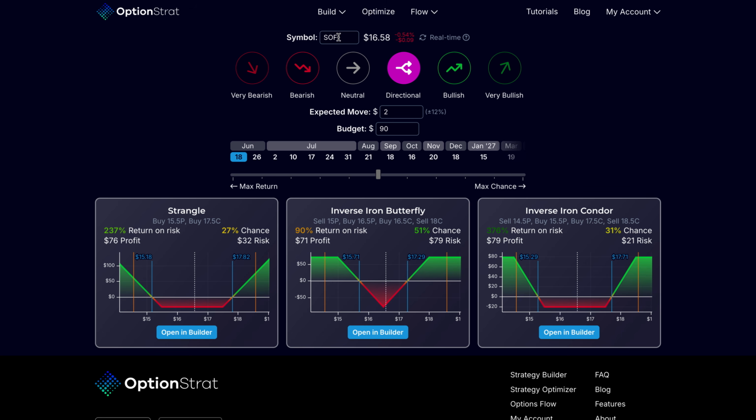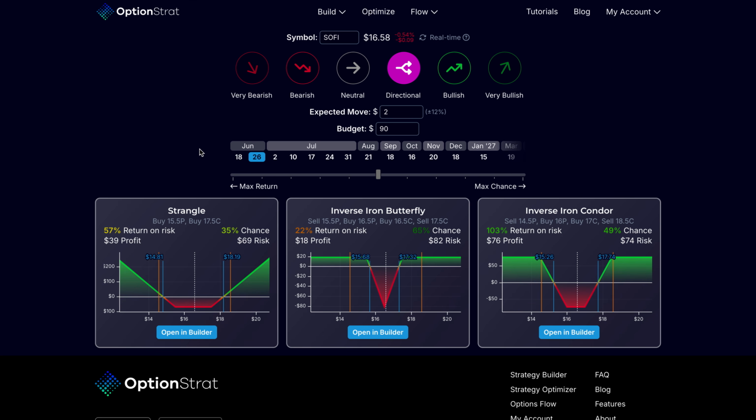So far we selected the stock we want to trade, we selected what our sentiment was, we entered what move we think the stock will make, and we also entered our budget. Next, we have our expiration date. This is very important. We need to select the appropriate expiration date, and again, it's going to depend on the view you have for that security. So for this example, let's say I believe this $2 move will happen by June 26. I would come in here and select June 26 for my expiration date.